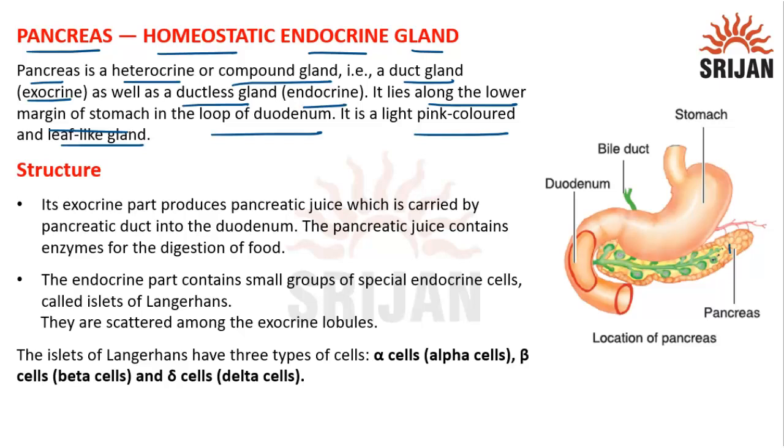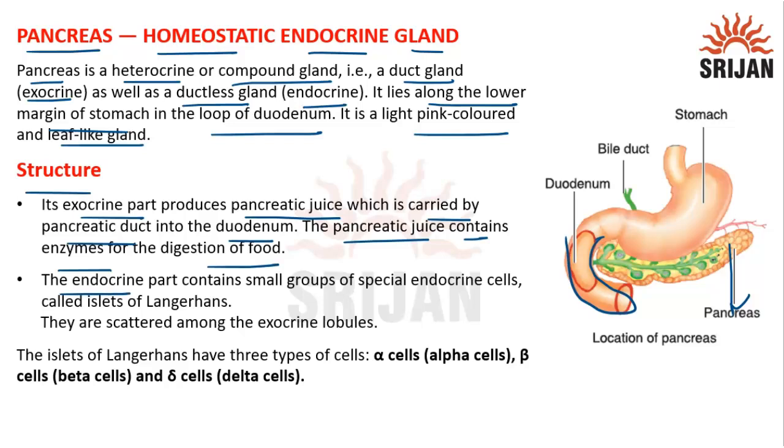So this is the pancreas. You can see this lies along the lower margin of the duodenum and this is pink in color. Now the structure. Its exocrine part produces pancreatic juice, which is carried by the pancreatic duct into the duodenum. The pancreatic juice contains enzymes for the digestion of food.